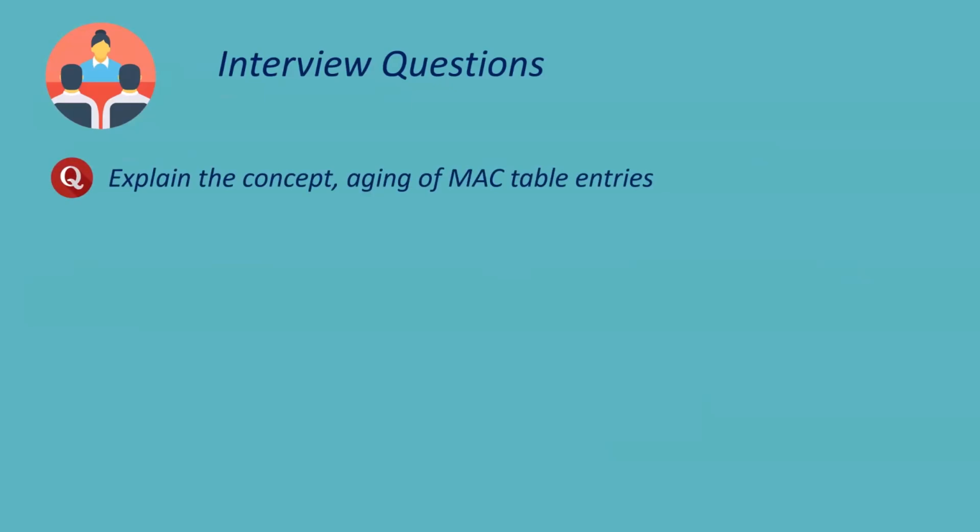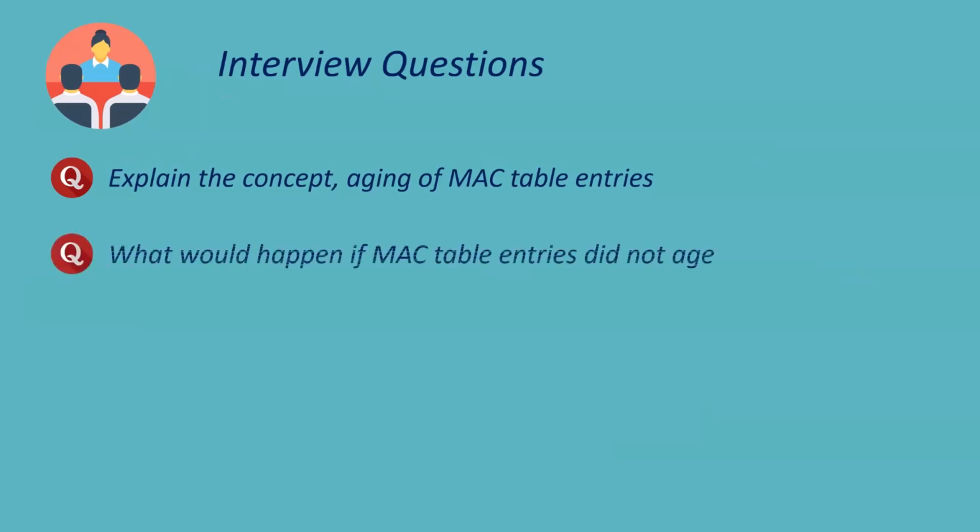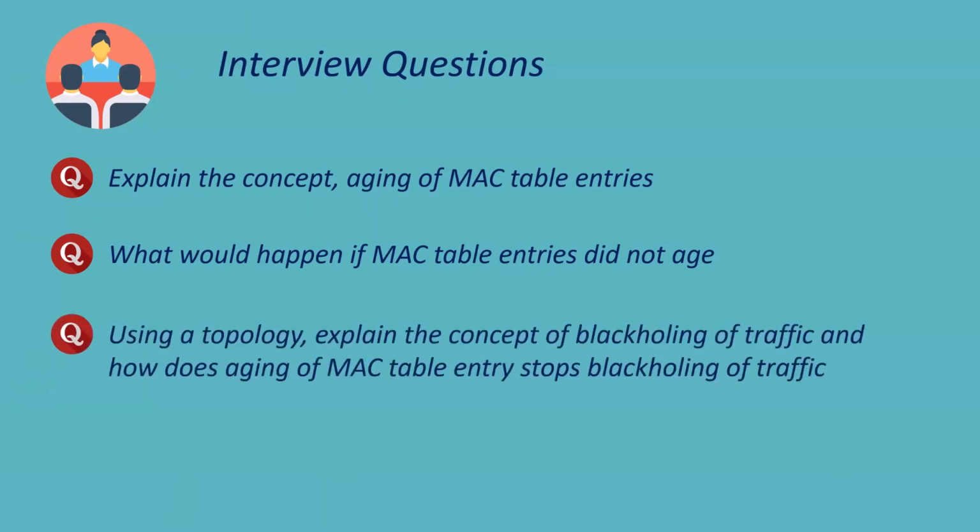For this, the important questions that get asked are: explain the concept of aging of MAC table entries. Second, what would happen if the MAC table entries did not age? Then the interviewer is trying to ask you what exactly is the concept. You should be able to explain that using a topology, right? That is where the next question also comes in. Explain the concept of black holing.